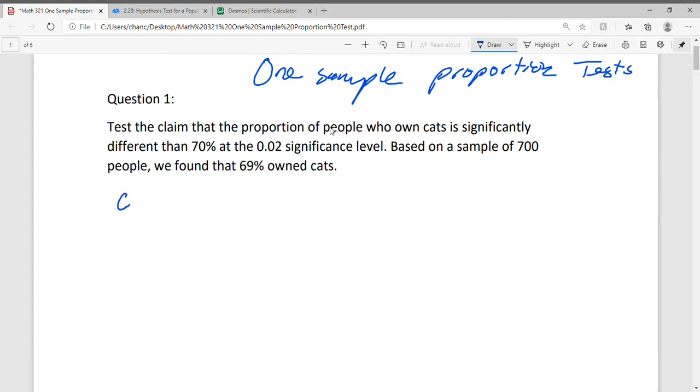Always the first step is to state the claim and the complement. In this case, the claim is those who own cats is significantly different than 70%. So we're claiming that the proportion is not equal to 0.70. The complement, or the opposite to this, is the proportion is equal to 0.70.